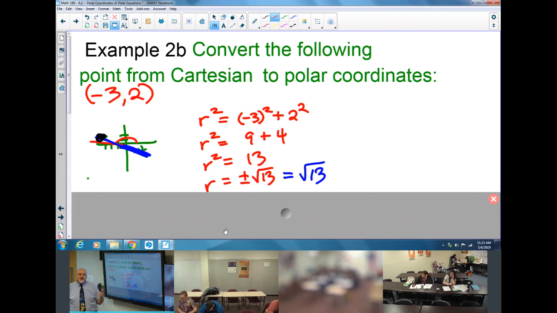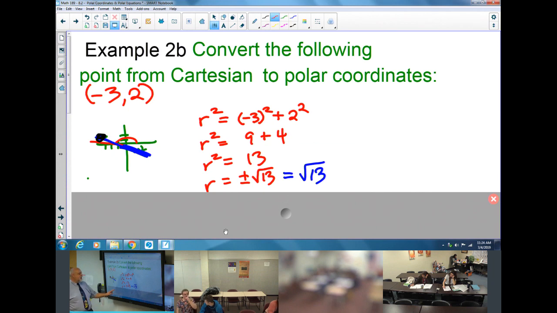Now, it turns out because of the way you do angles, you could actually have it be plus or minus. But it's actually easier, at least for now, we're just going to say radical 13. Okay? And then we'll come back to the plus or minus thing. All right, so that's the r.